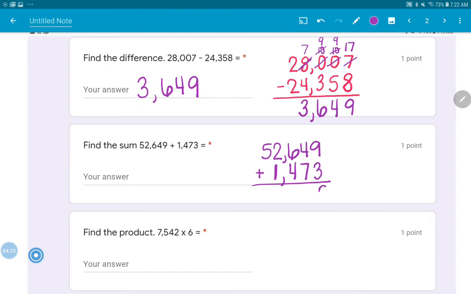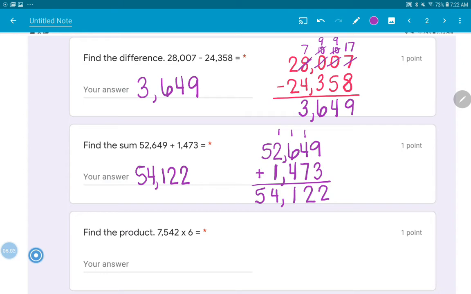9 plus 3 is 12. I'm going to write down the 2 and regroup my 1. 1 plus 4 makes 5, and 5 plus 7 is 12. Write down the 2 and regroup the 1. I know 6 and 4 makes 10, plus 1 more is 11. Regroup my 1 again. 1 plus 2 is 3, plus 1 more is 4. And 5 plus nothing is 5. So my answer is 54,122.